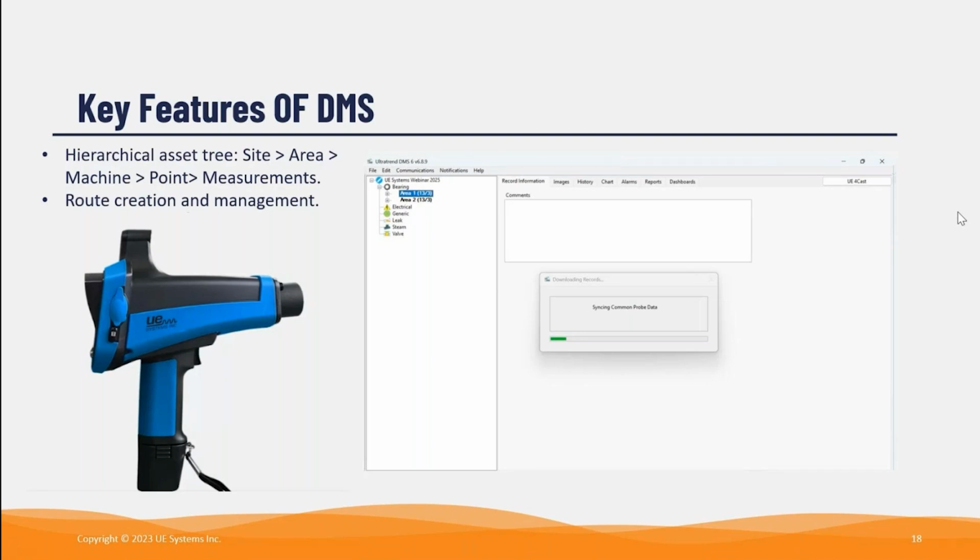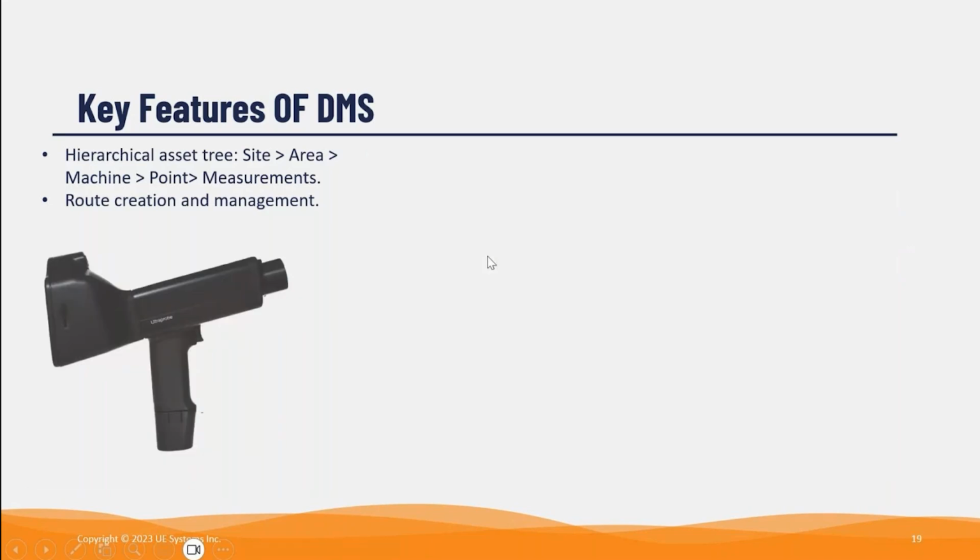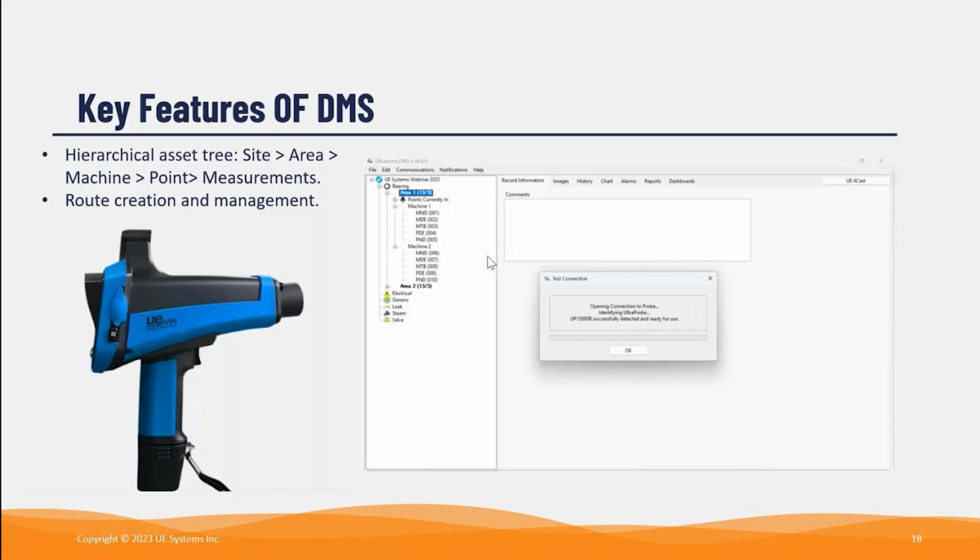After completing the measurement, you want to transfer the data back from the UB15000 to the DMS. You will connect the SD card, and again you will go to communication. Then you will select synchronize groups on the probe. It will automatically download all plant data. The data will be imported and automatically stored in the correct location within your database, accurately aligned with the asset structure you created earlier.